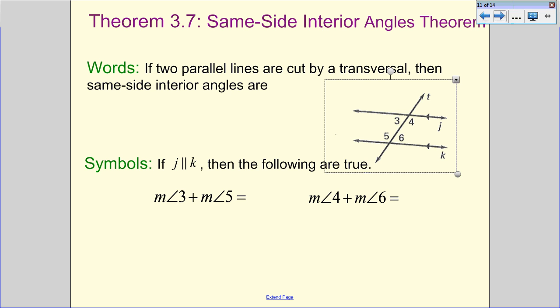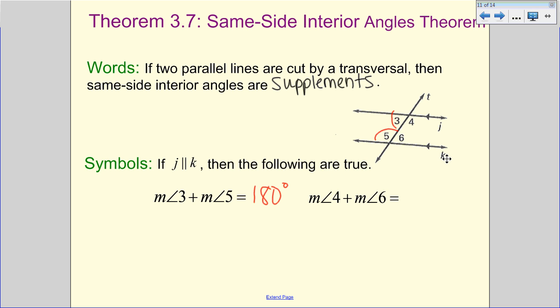All right, let's take a look. Same side interior angle theorem. So this one's a little bit different than the others because if two parallel lines are cut by a transversal, then same side interior angles are supplements. All right, what that means is the measure of angle 3, the acute angle, plus angle 5, the obtuse angle, same side, equals 180 degrees. The measure of angle 4, the obtuse, the measure of angle 6, the acute, add up to 180. They make a straight line.